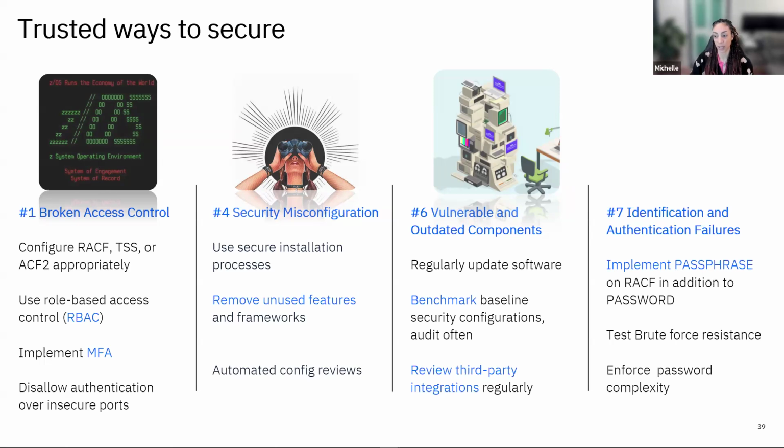Number 6, vulnerable and outdated components. Regularly update your software, benchmark your baseline security configurations, audit often, and review your third-party integrations regularly. As we saw in that attack demo, that wasn't a third-party integration necessarily, but it was an integration, right? So even worse, if we take it back to the banking portal breach, that's a third-party integration because of the API in use. It was external from the bank. And so again, it affected multiple banks. You've got to review these integrations constantly.